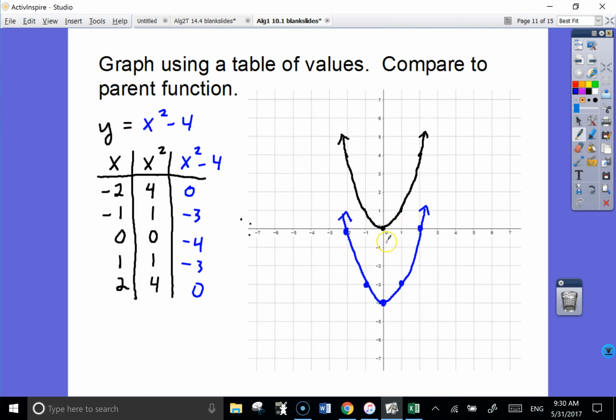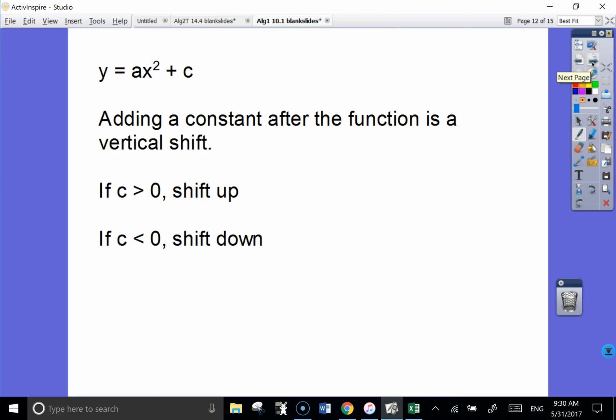Okay, so what does it look like it did to the graph of the function because we subtracted a number? Down. So it looks like by subtracting 4, it moved the whole graph down 4. So if you add a constant after the function, if that number is bigger than 0, it shifts it up. If it's less than 0, it shifts it down. It's a vertical shift.